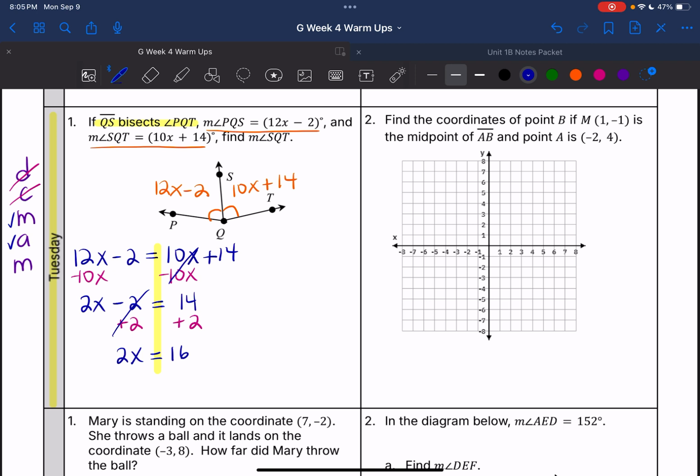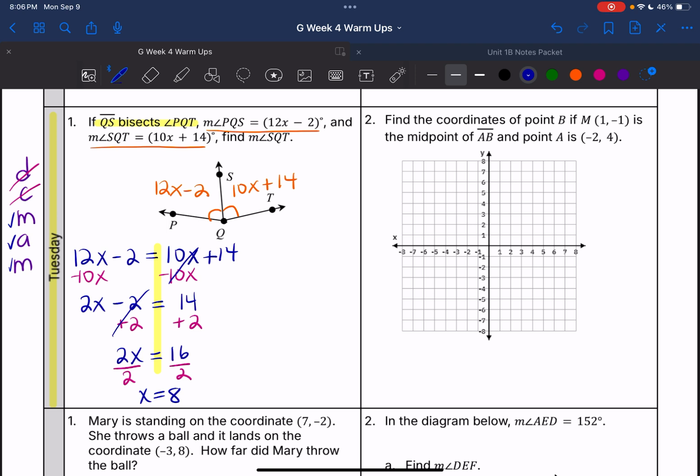And then last step is to either multiply or divide. And same as before, it's only ever one or the other. And 90% of the time, it's going to be divide. So when I divide both sides by 2, I get x equals 8.